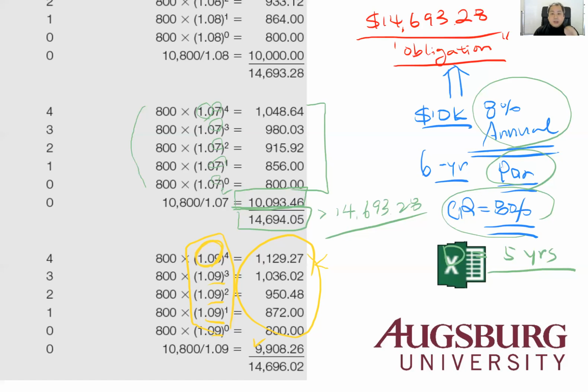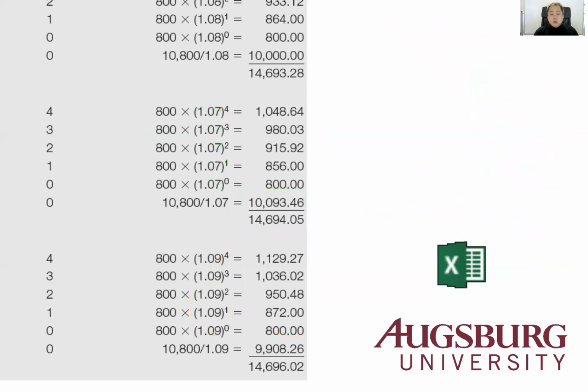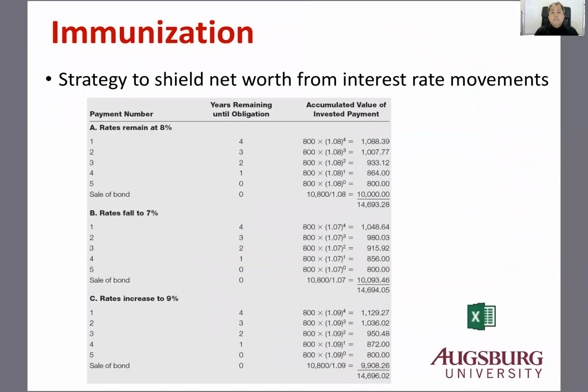Which means that it doesn't matter whether interest rate rises or lowers. The direction doesn't matter because you now find the security that exactly matches the zero coupon bond, your liability, the duration. You will get immunized. This is called immunization.